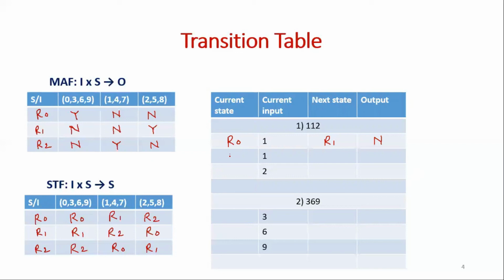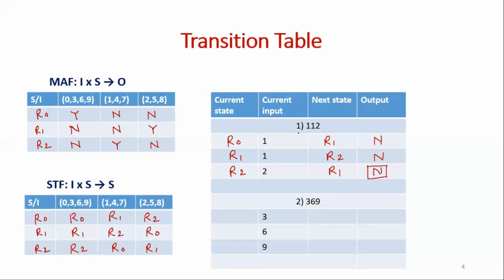So here R1, input is 1. Next state is R2 and corresponding output is N. Then this R2 will be the current state for the next input 2. So here R2, input 2, it will go to R1 and corresponding output is N. Now here for the last symbol in input, that is 2, the last output is N.